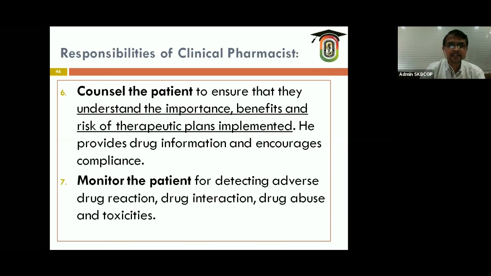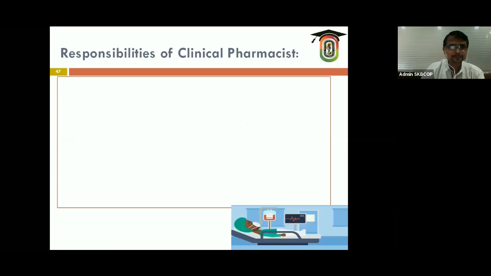Then monitor the patient for detecting adverse drug reaction, drug interaction, drug abuse and toxicity. So another important role we have seen is monitoring the patient. किस लिए monitor करना है? कोई adverse drug reaction दिखता है, कोई drug interaction दिखता है, कोई drug abuse दिखता है या कोई toxicity associated with the therapy is seen, and that would be then recommended to the physician and would be corrected in consideration with the physician and the pharmacist.